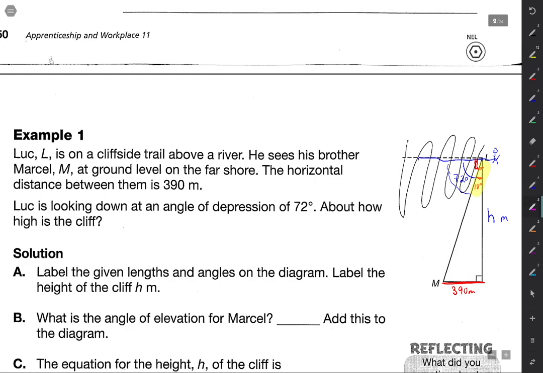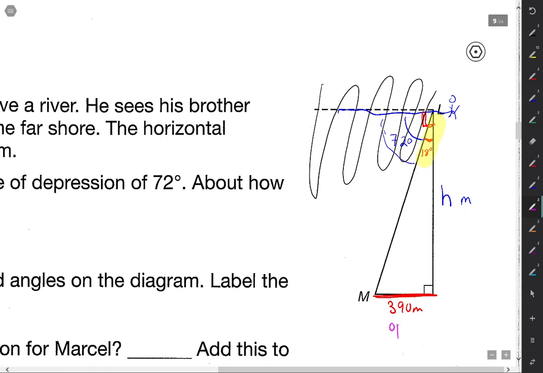So if we look at this 390 meters, well, that side would be opposite from the 18 degrees because it's entirely on the opposite side of the triangle. And then we need to look for this side with the H. So that's the other side we're going to be working with. And that side would be adjacent to the 18 degrees because it's right beside the 18 degrees.